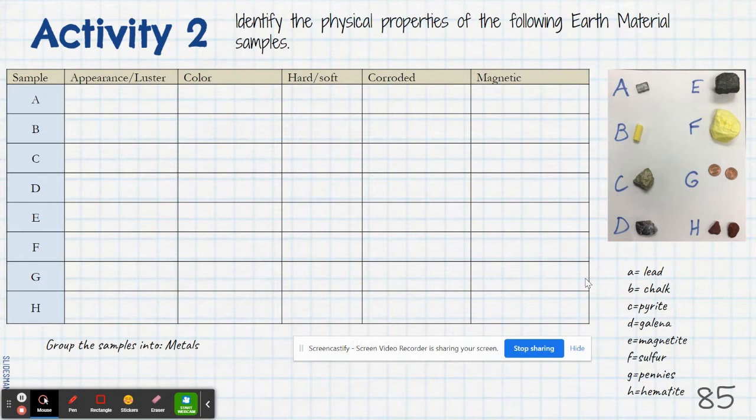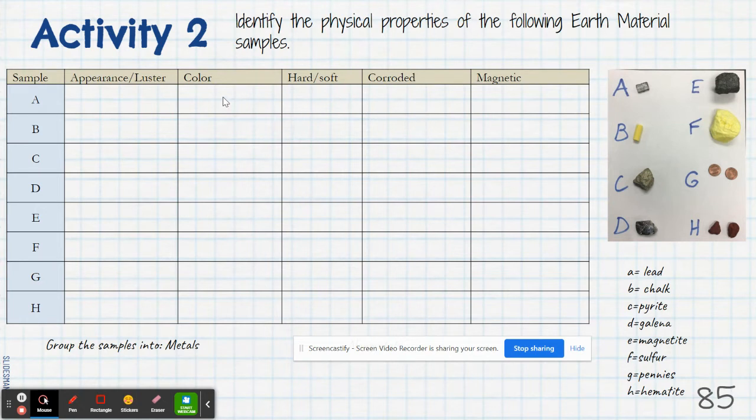Now for this one, we'll want to pause again if you are absent or watching this video from home. Take a peek at this picture and try to observe the physical properties. What does it look like? What kind of luster does it have? How does it reflect light? Is it more of a metallic luster or a non-metallic luster?